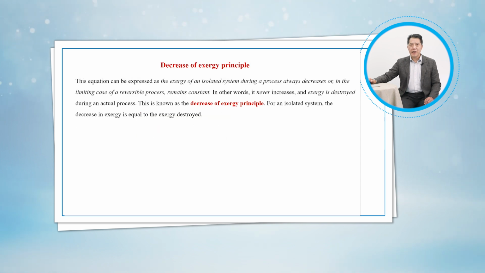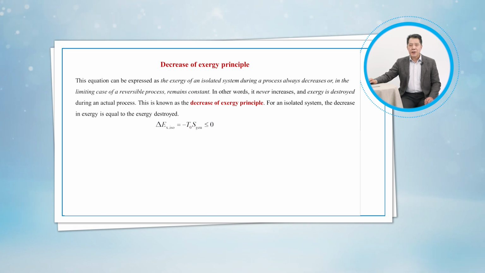This equation can be expressed as: the exergy of an isolated system during a process always decreases, or in the limiting case of a reversible process, remains constant. In other words, it never increases, and exergy is destroyed during an actual process. This is known as the decrease of exergy principle. For an isolated system, the decrease in exergy is equal to the exergy destroyed.